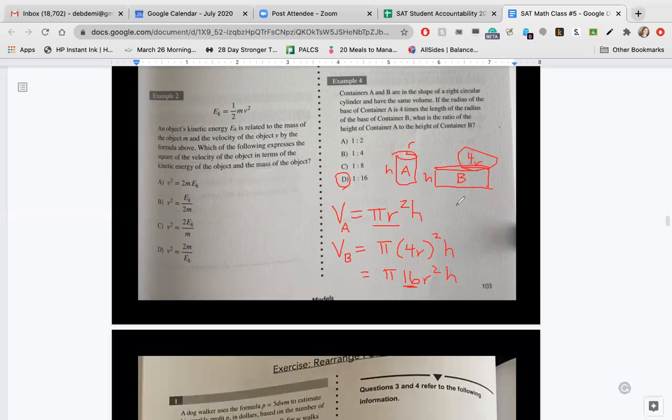If you put them over top of each other, it says, what is the ratio of container A, which is pi r squared h, to container B, which is pi 16 r squared h. All this crosses out, and you just get 1 over 16, the volume. All right, there you go.